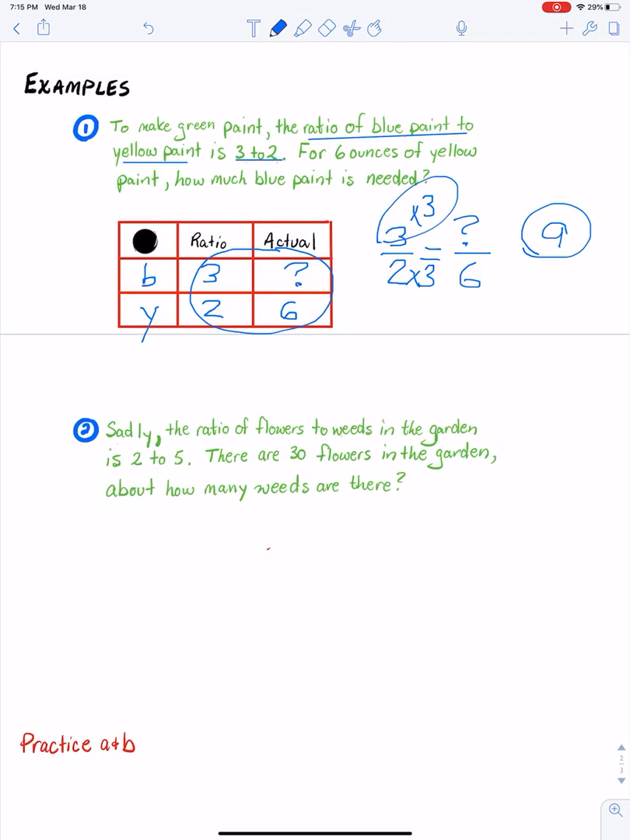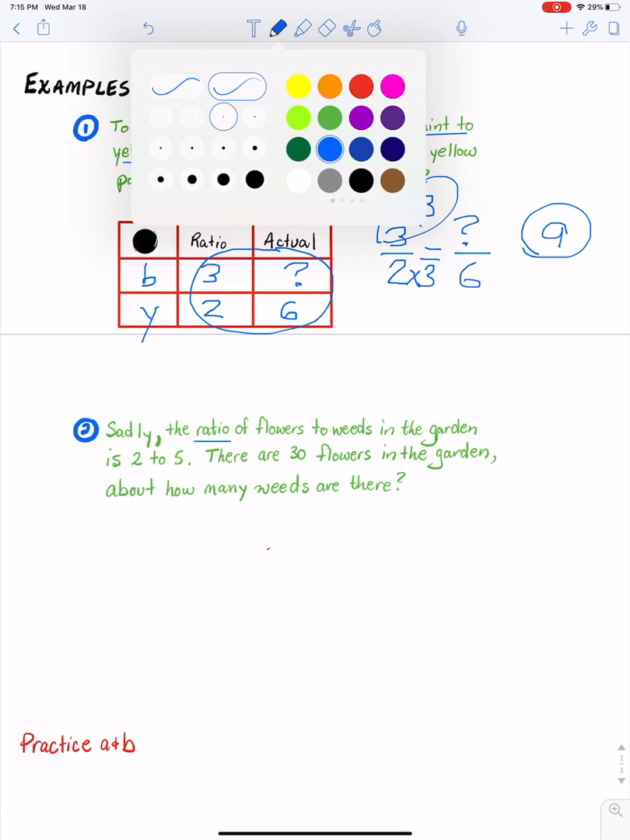Going on to problem 2. Same kind of thing. Soon as I see in the story the word ratio, when I read the first sentence, it says, sadly, the ratio of flowers to weeds in the garden is 2:5. As soon as I see ratio, I'm going to build myself that table. Now, on this example, I'm going to actually build the table with you.